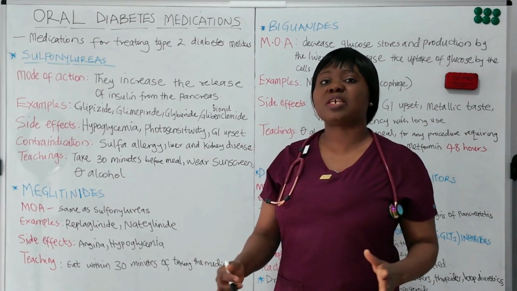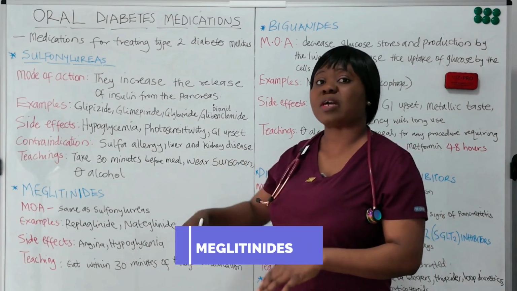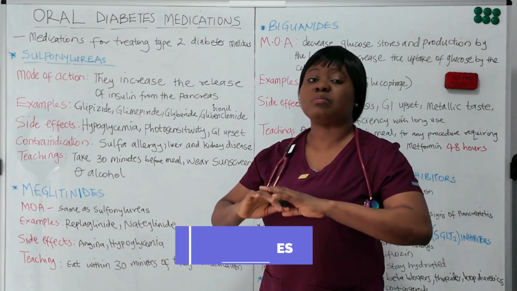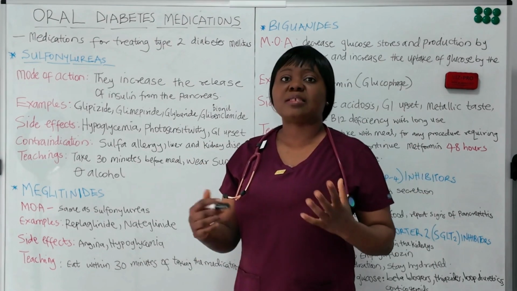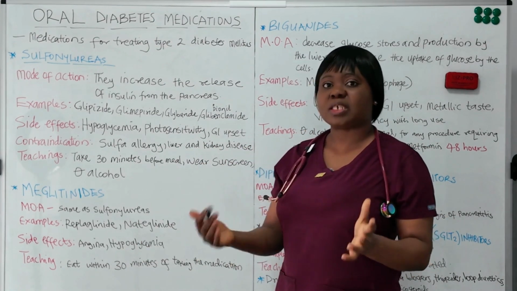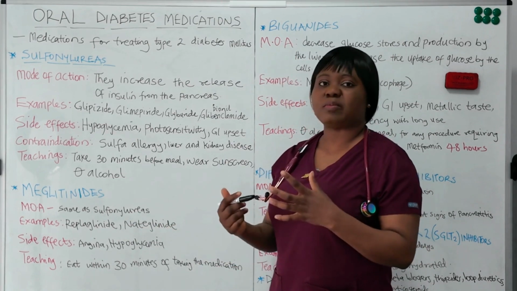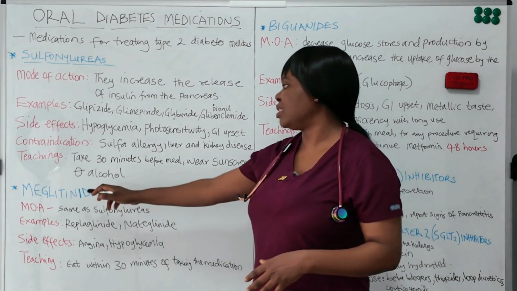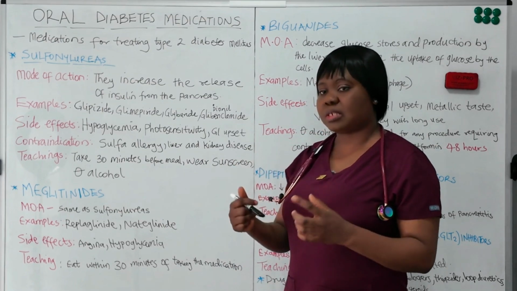The second class of medication we'll be looking at is the meglitinides. This medication has the same mode of action as the sulfonylureas, meaning they increase the release of insulin from the pancreas. Examples of medication in this class include repaglinide and nateglinide. Most of those medications end with "-nide" from the name meglitinides, so you can easily predict the name when you see it.